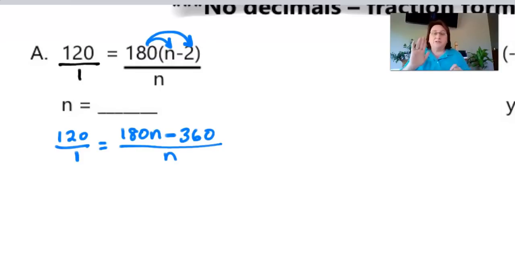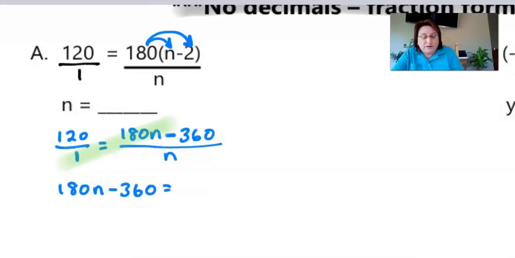Okay, now, I bet some of you are saying, hey, we can just cancel out the n right here and the n right here. Nope, you can't, guys, because there's no n over here at the 360. So you cannot cancel those out. What we have to do from here is cross multiply. So let's cross multiply. We've got 1 times 180n minus 360. Well, anything times 1 is just going to be itself, equals, and then we're going to cross multiply right here, the 120 times n. So that equals 120n.